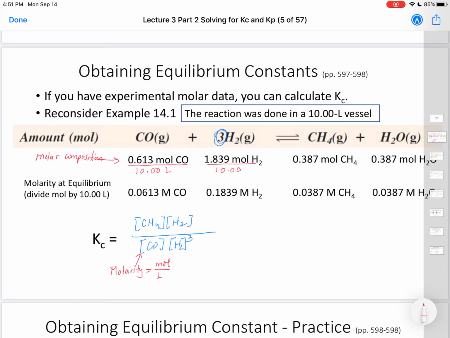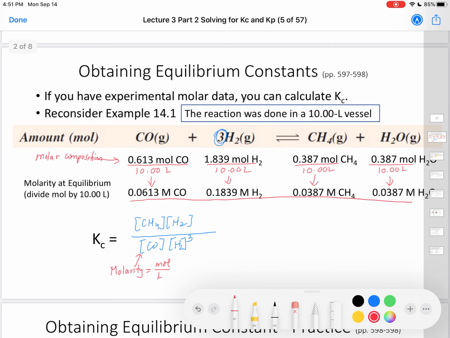So if we did that across the board, dividing by 10 is really just moving the decimal point 1 over to the left. If you would like to do it on your calculator to confirm, it's fine. But really, we're just going to move that decimal over. And so this is the molarity at equilibrium, these 4 numbers here.